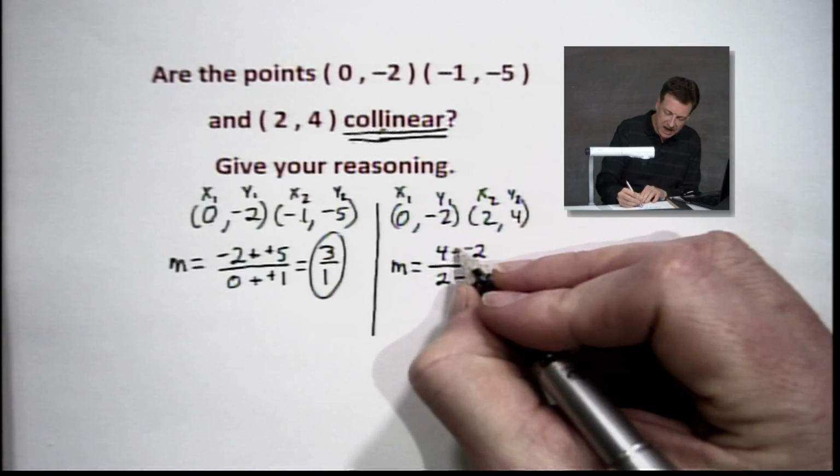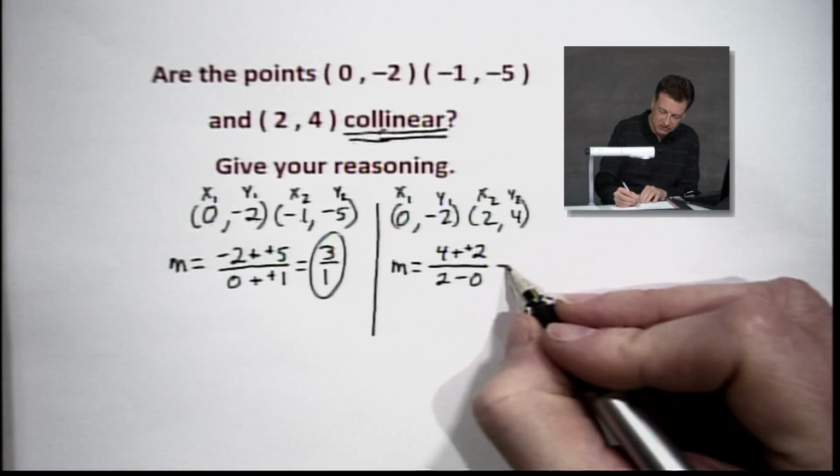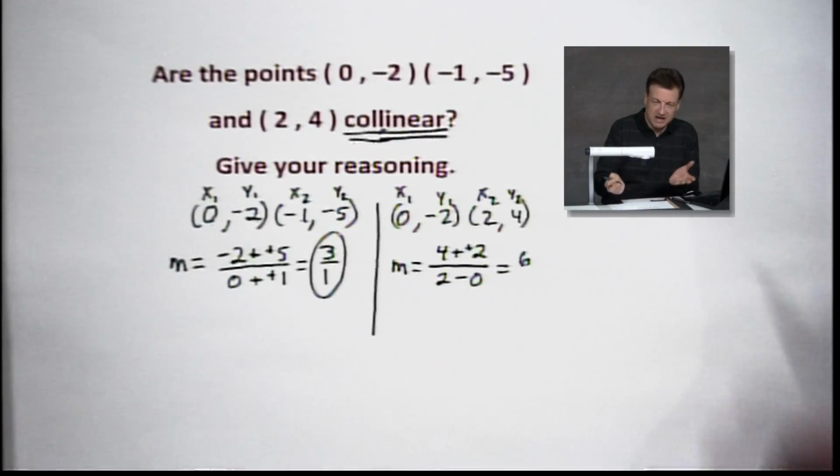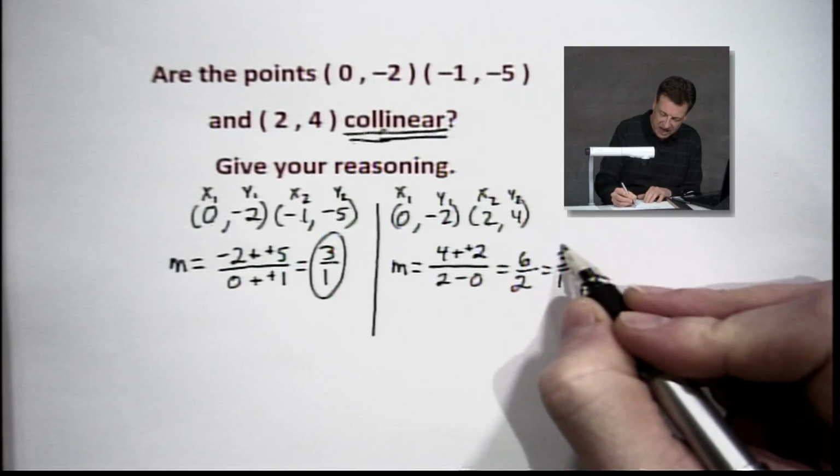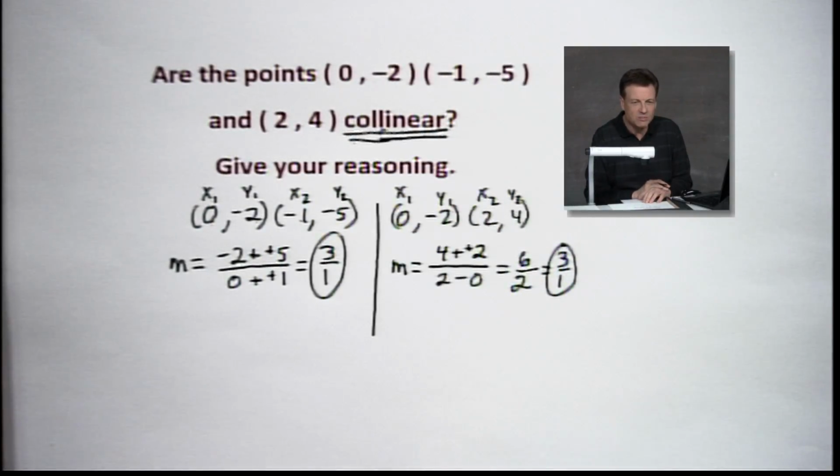But let's do it here. Add the opposite: 4 plus 2, which gives us 6. 2 minus 0, that's easy, and I get 2. And guess what? We're back at 3 over 1. So I'm getting an inkling that these are going to work pretty well.